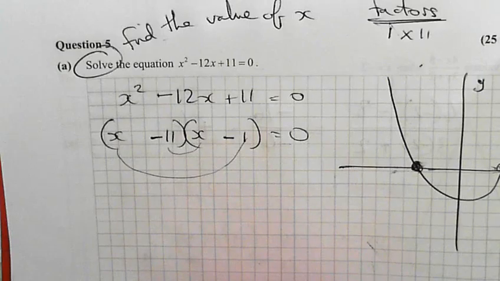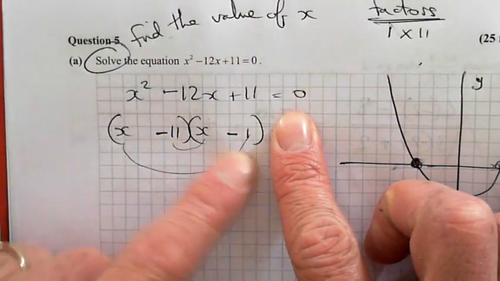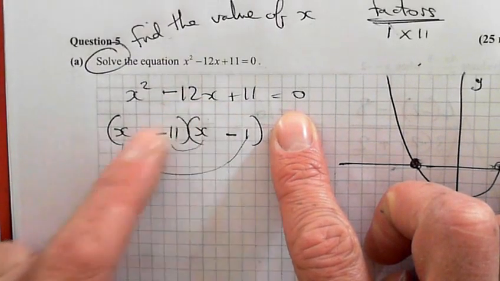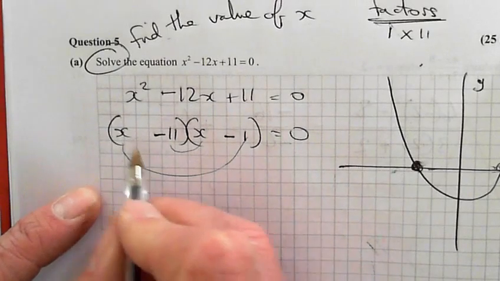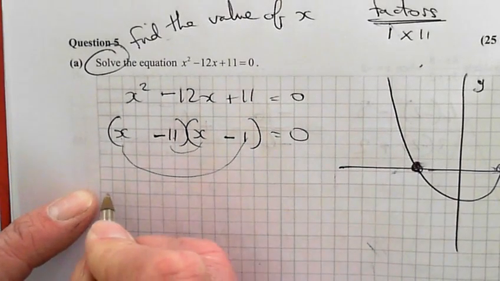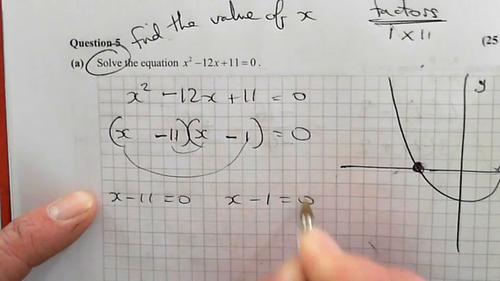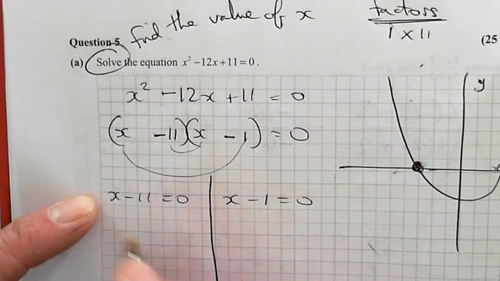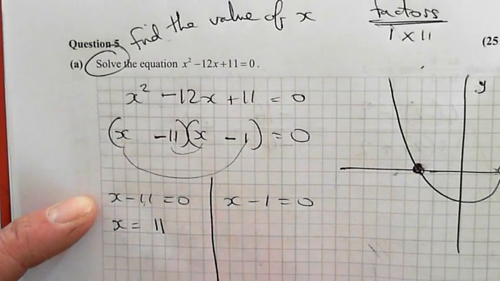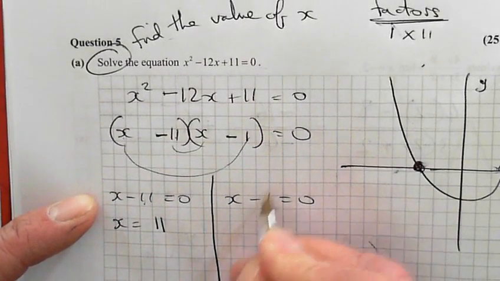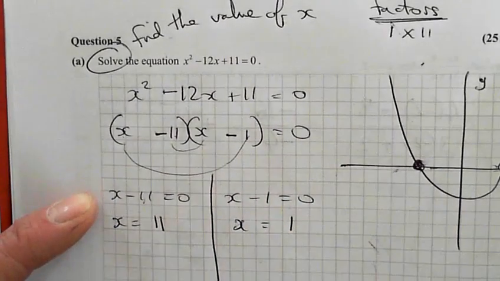Right? So I'm not finished yet. They are called factors. If I multiply these two, I'll get this answer. It'll go backwards, right? So solve means I have to go a step further. x minus 11 is equal to 0, and x minus 1 is equal to 0. Move the minus 11 across, x is equal to 11. And move the minus 1 across, x is equal to 1.